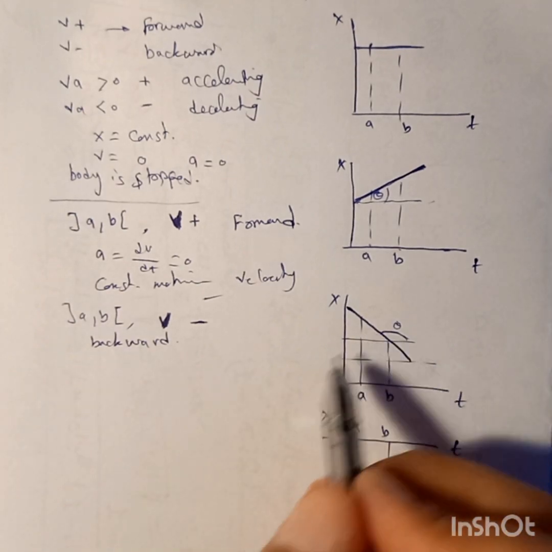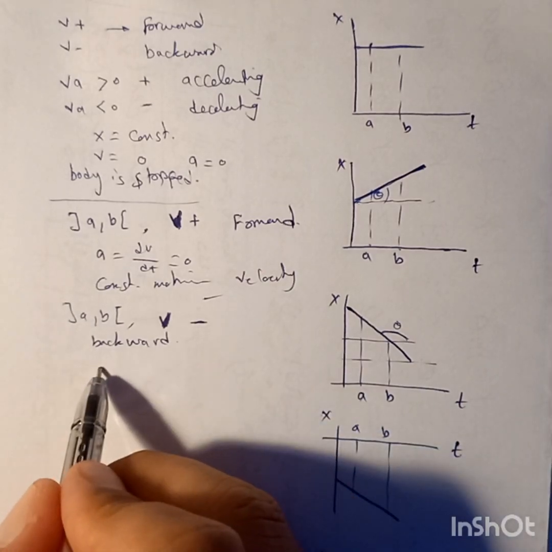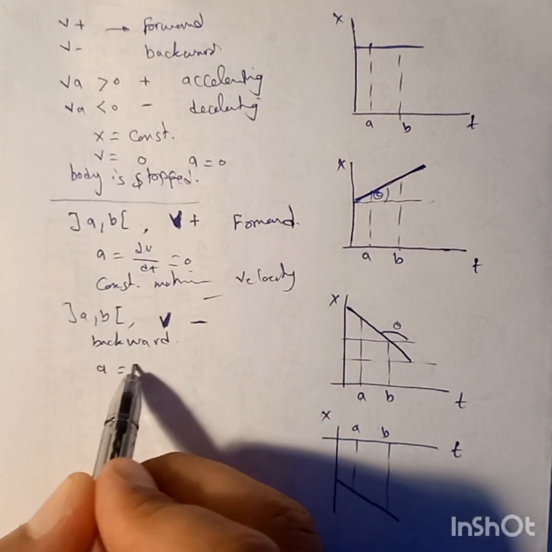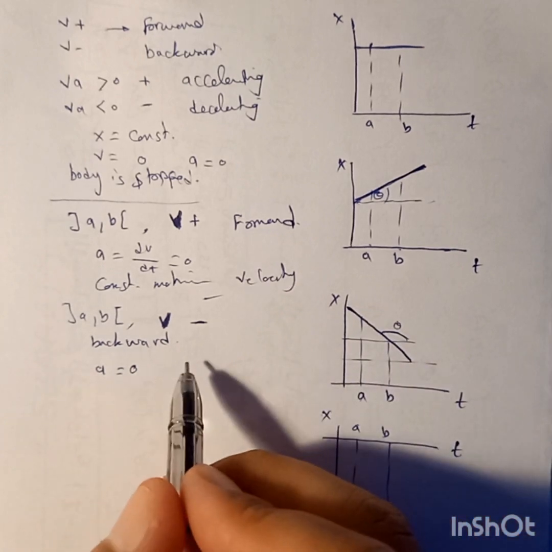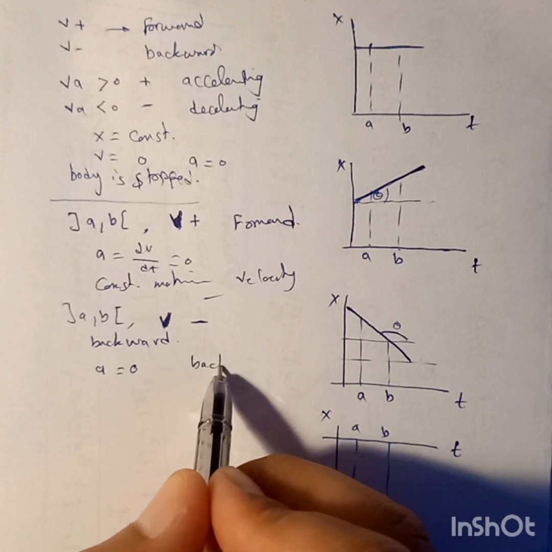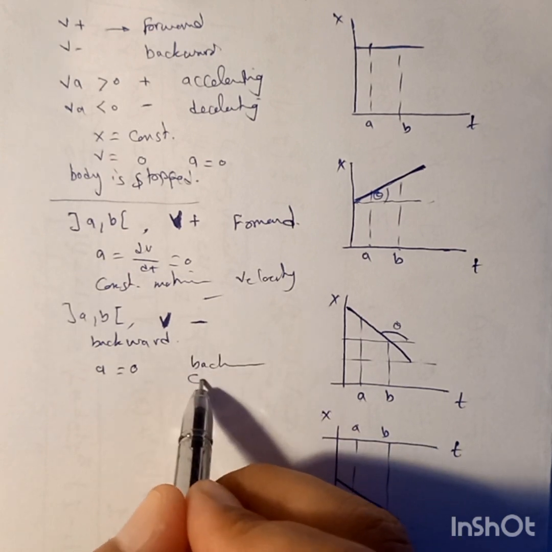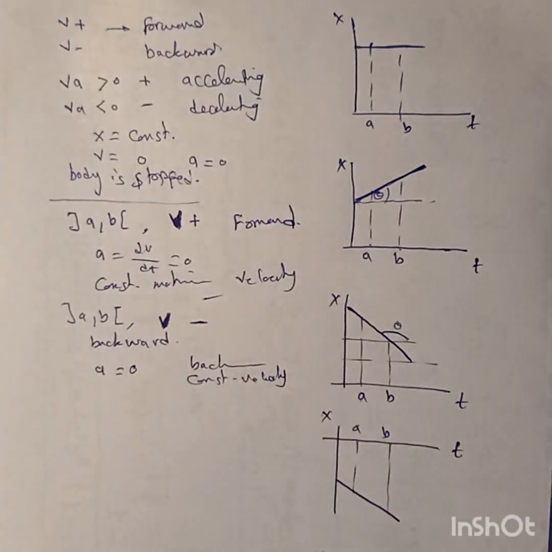Okay, this is step number 1. We need to find a, as we are dealing with x and t. Then acceleration here also equals 0, as v is fixed, a straight line. Okay, then here the body is moving in the backward direction with fixed, constant velocity. Okay, this is for this curve.